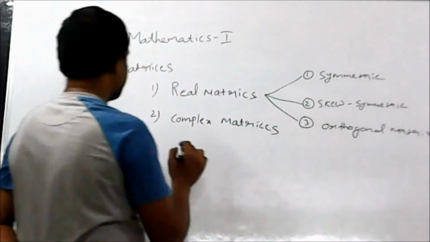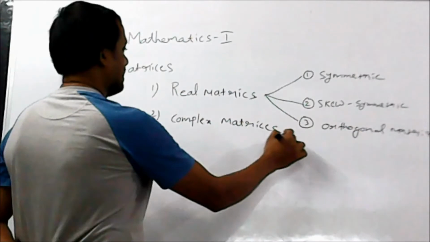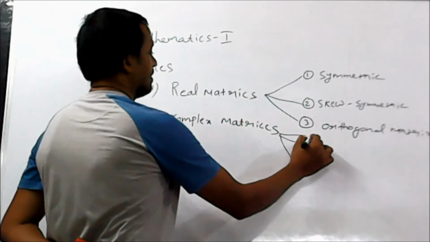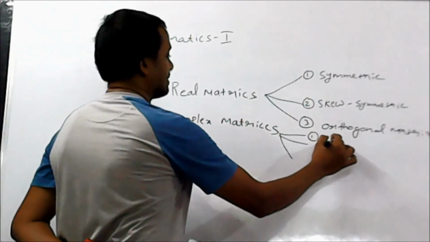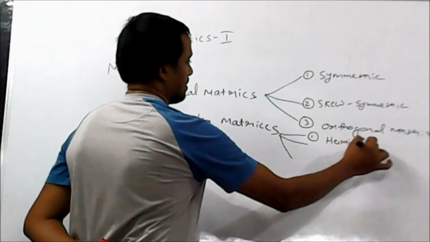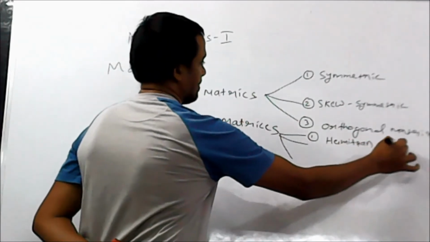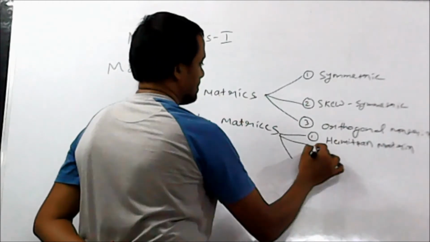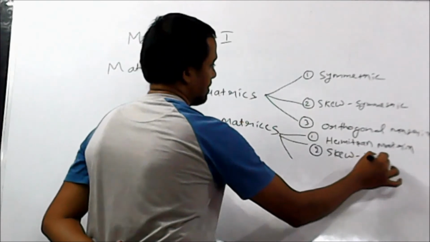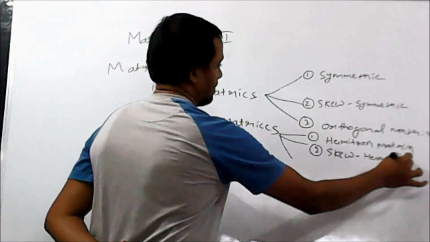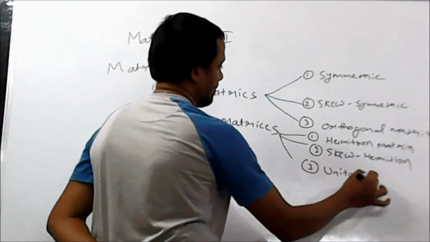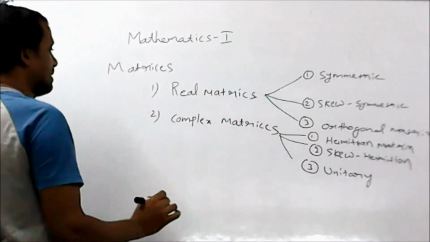Okay. So next, complex matrices. Here also we are going to study three types of complex matrices. The first type is about Hermitian matrix. Second one is Q Hermitian matrix. Third one is about unitary. Okay. These are about real and complex matrices.